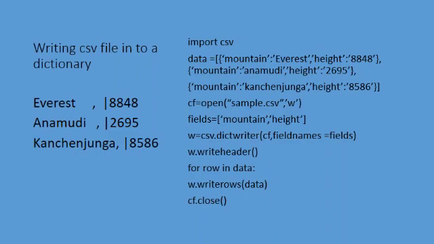Kanchenjunga and 8586 is a value. So that will be displayed like this. So it is the output for this program. How to write the CSV file into the dictionary. Next, first mountain Everest, mountain and height will be displayed. Next data will be displayed one by one.